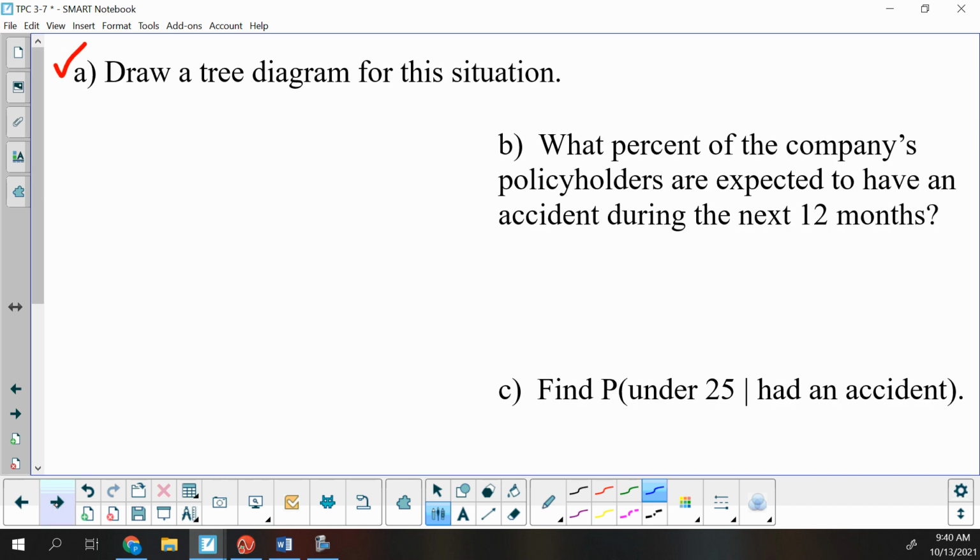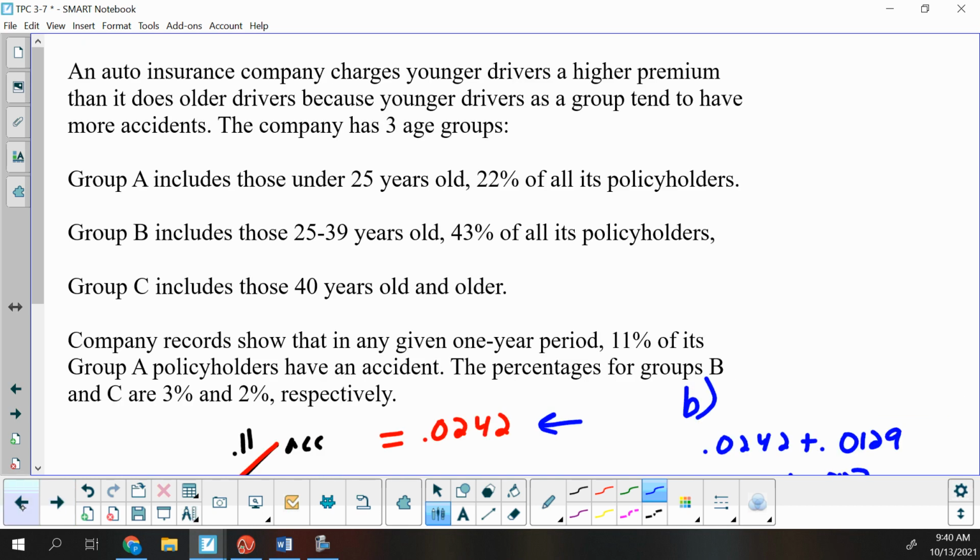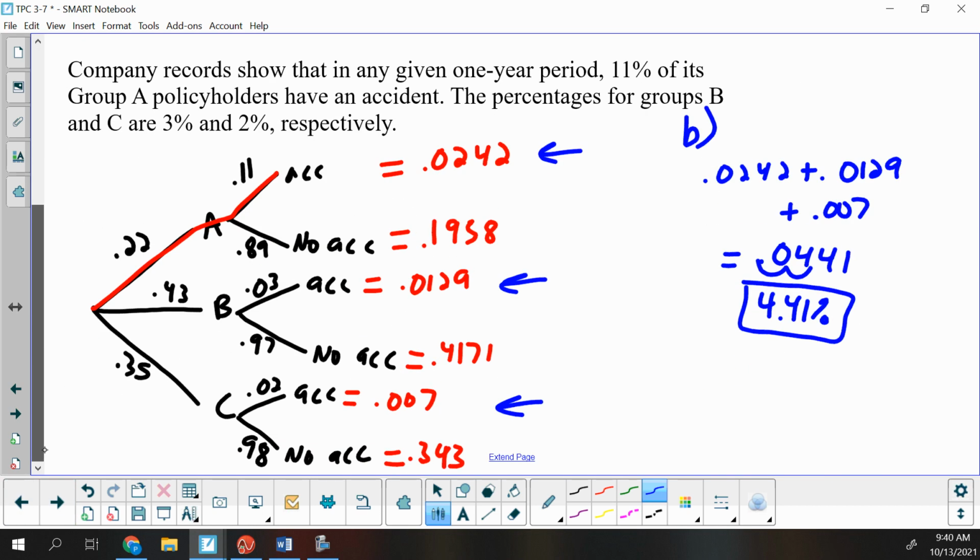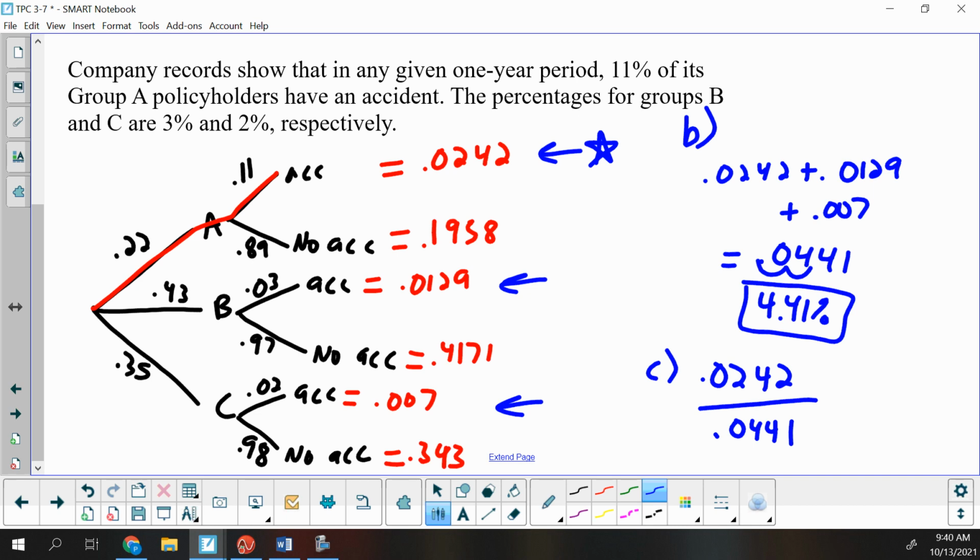Well, in part C, we want to know what's the probability that someone is under 25 given they had an accident. Whatever we're given should lead us to our denominator. We already found the probability of having an accident in part B, so that 0.0441 becomes our denominator. And then it says we want to know which of those are under 25. Of those 3 arrows we have there, the one that's under 25 was group A, so that 0.0242 is what goes in the numerator.